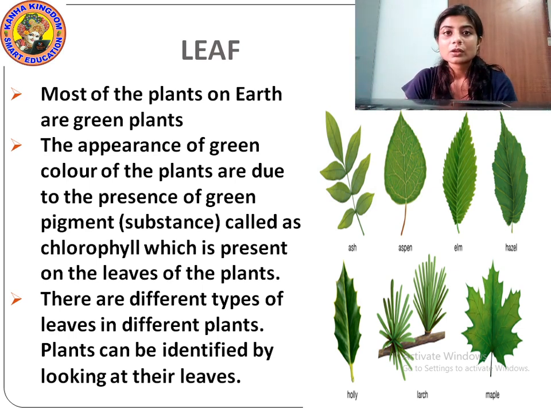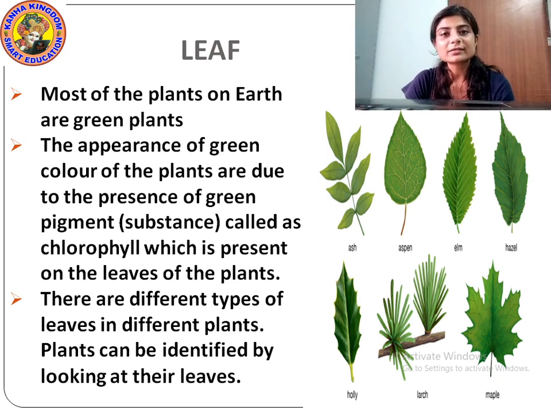Okay. So students, the leaf is green in color because of the presence of chlorophyll. It is a pigment or substance you can say. Because of the presence of this pigment, the color of the leaf is green and hence the plants look green in color. Yes or no? Because there are leaves in the plants, that is why those plants are green in color. We call them green plants.